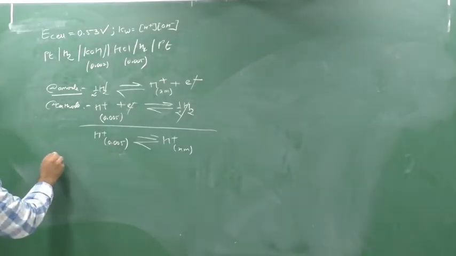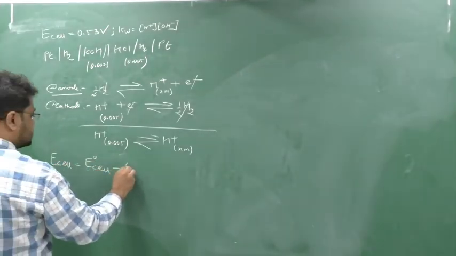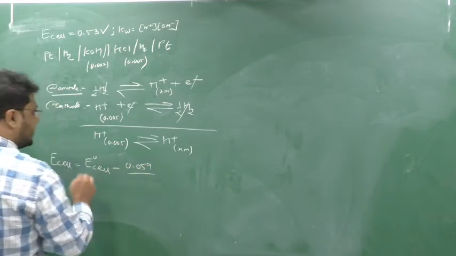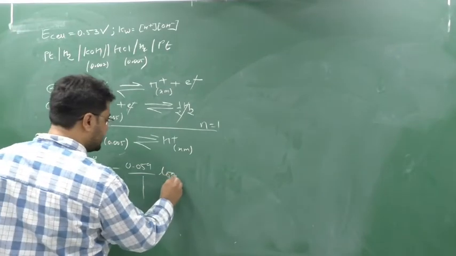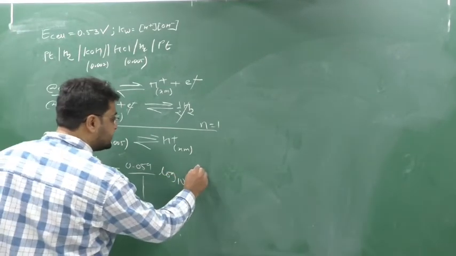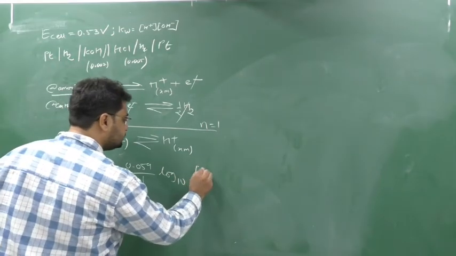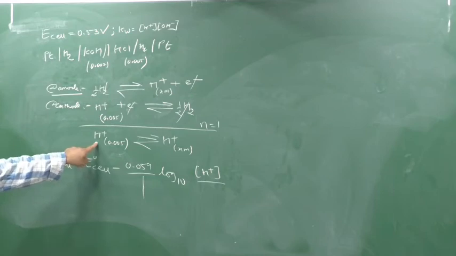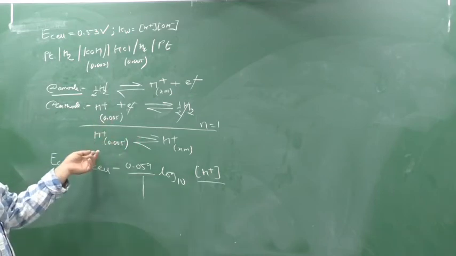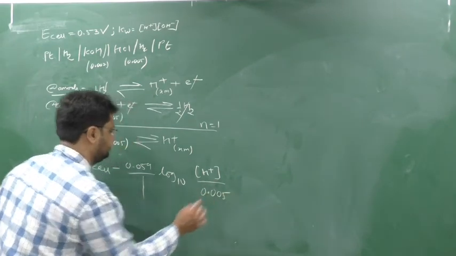So the Nernst equation: E cell equals E naught cell minus 0.059 upon n. What is n here? 1 only. Log to the base 10 of the concentration of H plus. Which H plus? The anodic portion H plus, which is X molarity, divided by the product side over the reactant side. Reactant means which? Cathode. How much? 0.005. Clear?